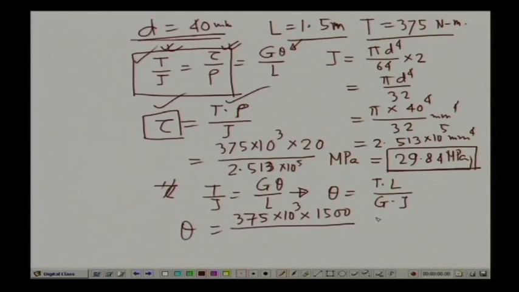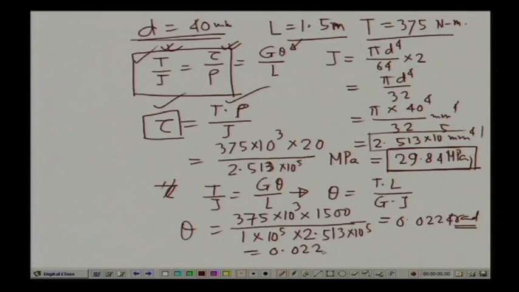G is given as 1 into 10 to the power 5 megapascal, and J we have computed as 2.513 into 10 to the power 5. So, this comes as 0.0224 radian, and this is equal to 0.0224 multiplied by 180 by pi, which gives so much of degree. This is equal to 1.28 degree.